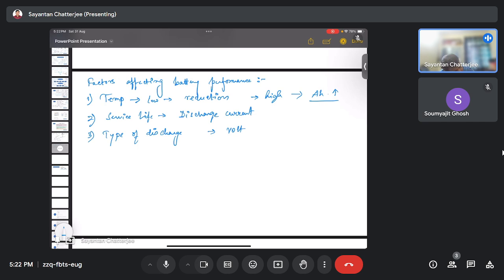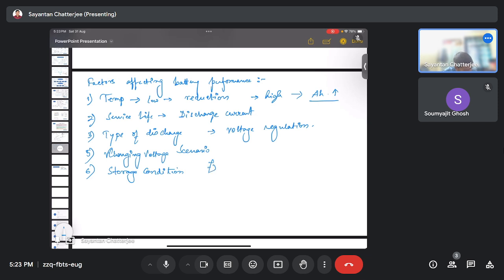Also, we have voltage regulation. Again, we have charging voltage scenarios. Also, we have the storage conditions. Again, we have the age of the batteries. So ultimately, what we can observe is that there are a lot of factors which affect the life of the batteries, design aspects.